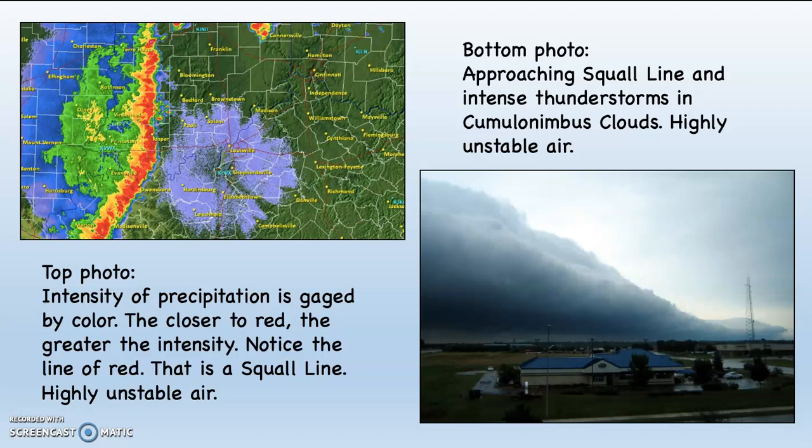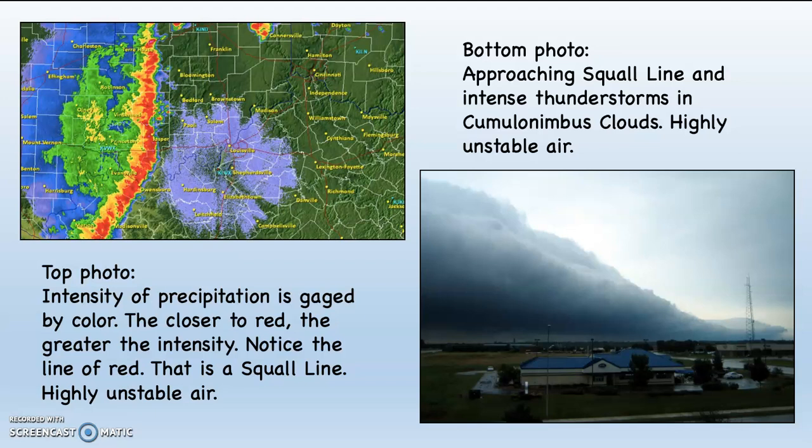That's because to the left is a cold front moving towards the right where there's warmer air. That forces all that warm, wet air to rise rapidly, creating intense precipitation. That's a squall line. These things can be hundreds of miles long and they are highly unstable.